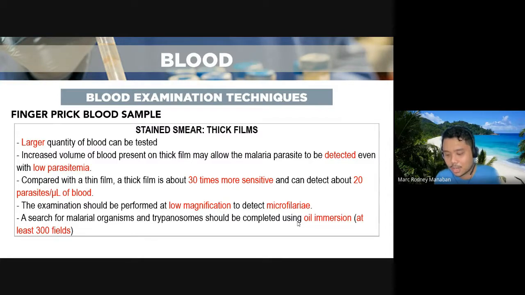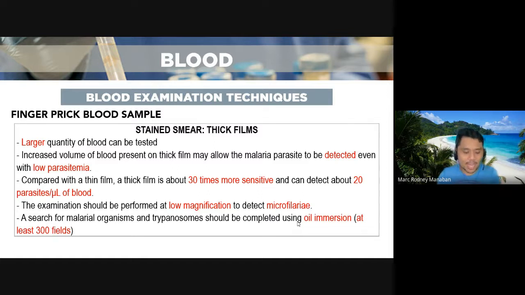So again, the thick and thin films, for the longest time and even until now, are still considered the gold standard test for the diagnosis of malaria. We'll talk first about the first type, your thick films.